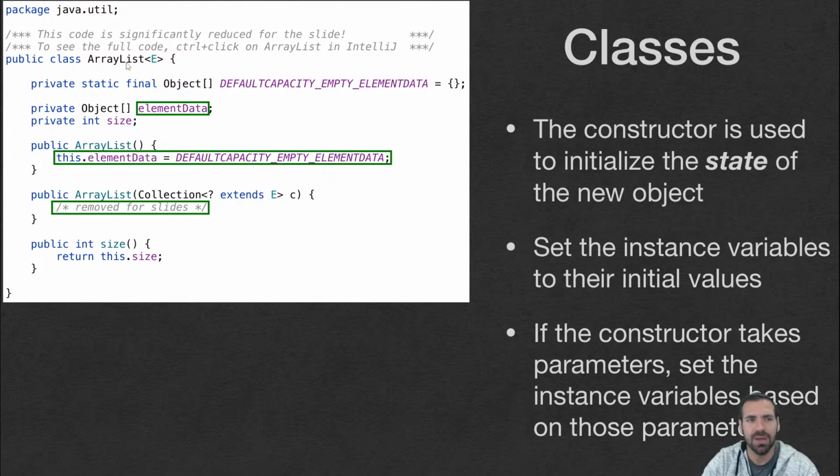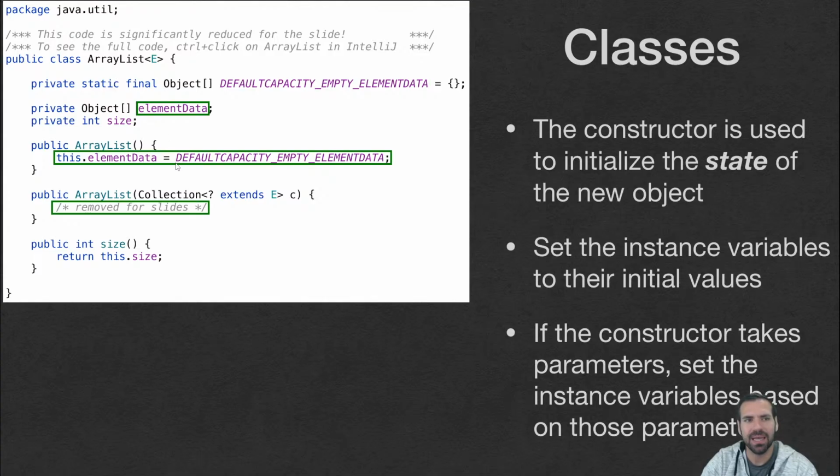Static means it belongs to the ArrayList class itself. Final means it's a constant. That's why it's spelled in all capitals here. That's how we signify that this is a constant, making our code more readable. And it's of type object array, and it's equal to an empty array. So we have a private static final. This is a variable that belongs to the ArrayList class. So when we say default capacity empty element data, this is accessing that variable from the ArrayList class itself.